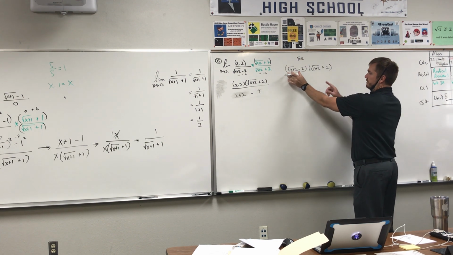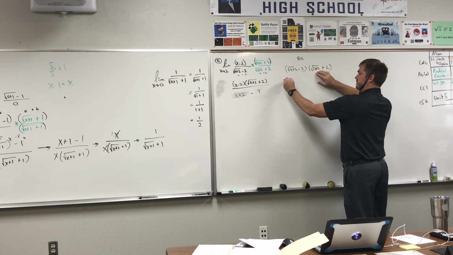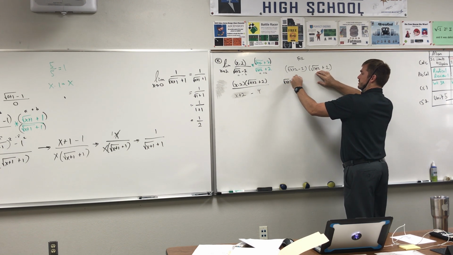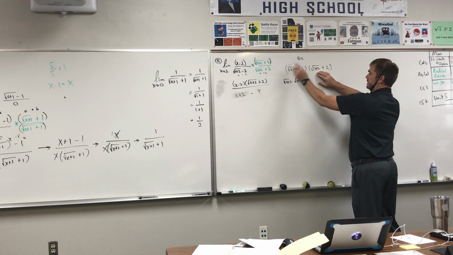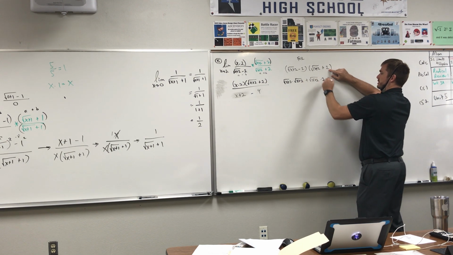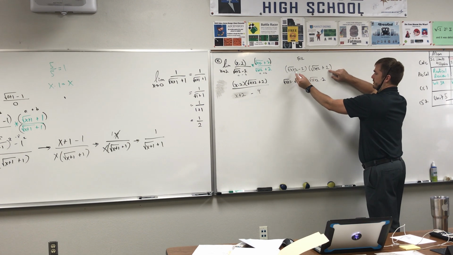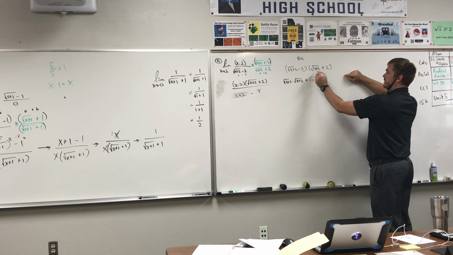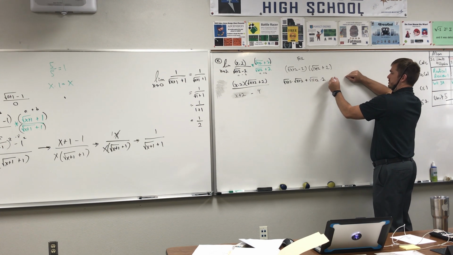So, first term, square root of x plus 2 times the square root of x plus 2. Outer terms, square root of x plus 2 times 2. Inner terms, square root of x plus 2 times a negative 2, so minus.